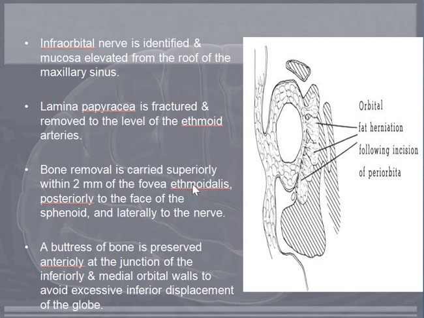Bone removal is carried superiorly to within 2 mm of the fovea ethmoidalis, posteriorly to the face of the sphenoid, and laterally to the nerve. A buttress of bone is preserved anteriorly at the junction of the inferior and the medial orbital wall to avoid excessive inferior displacement of the globe.